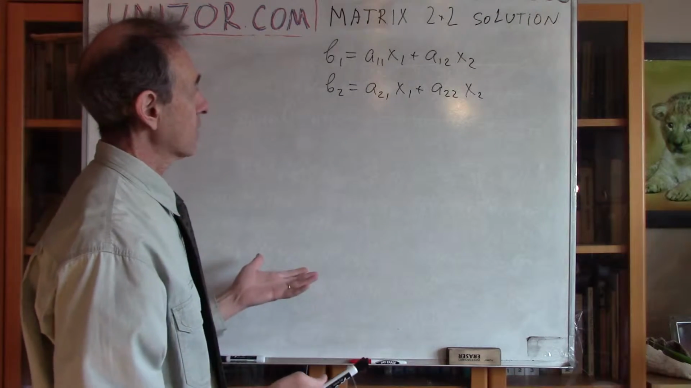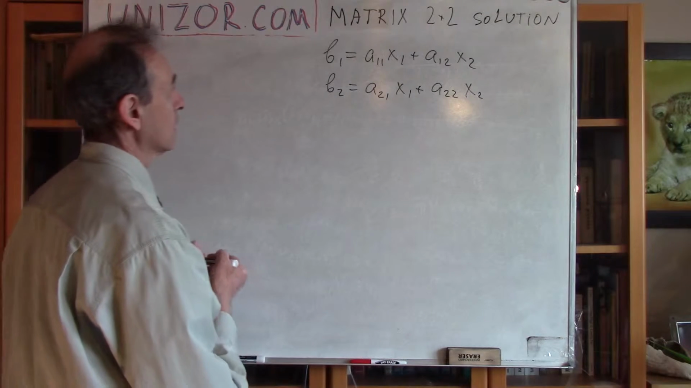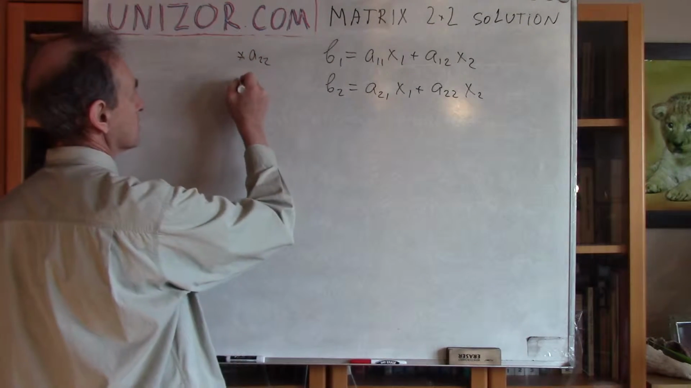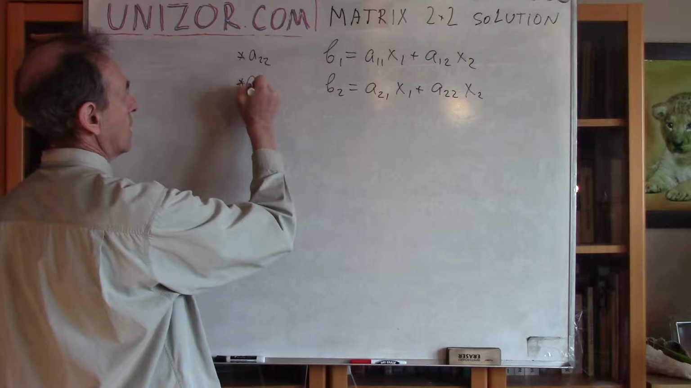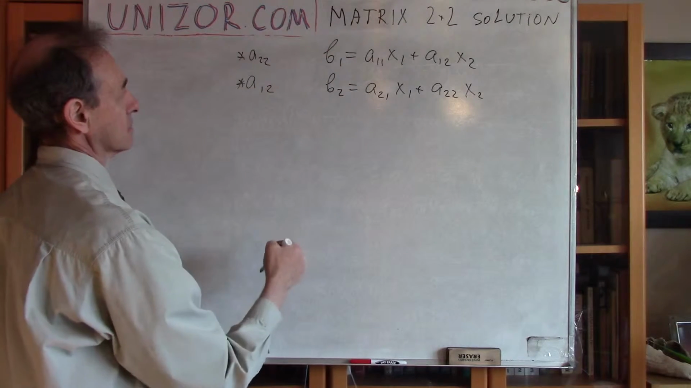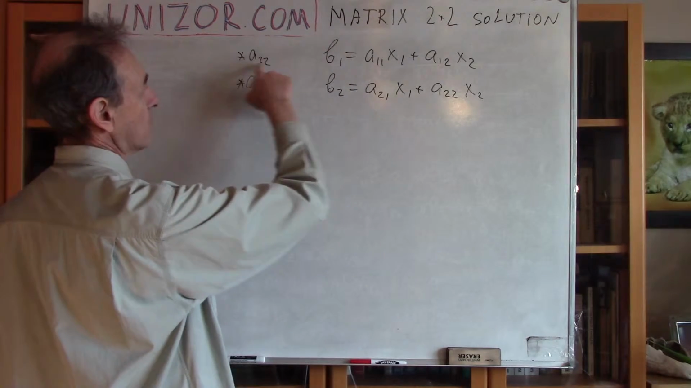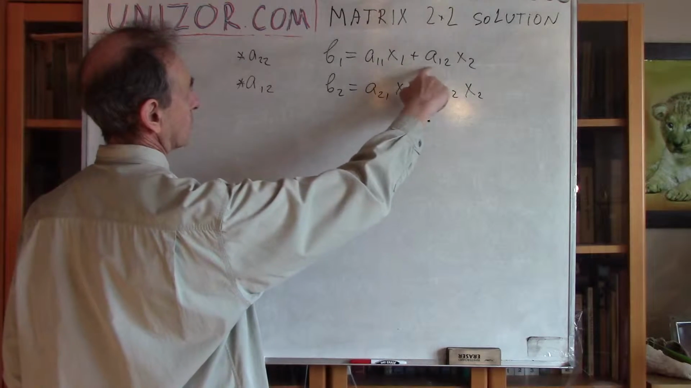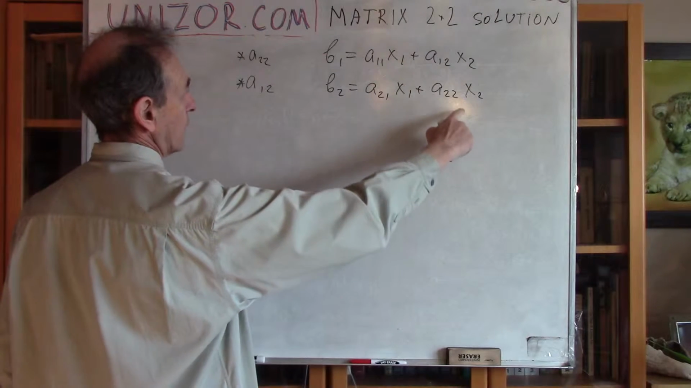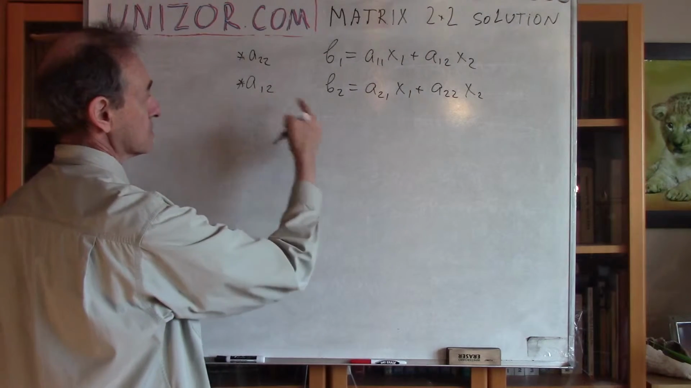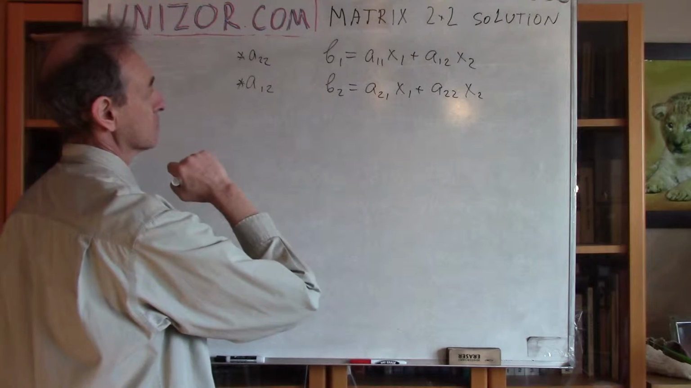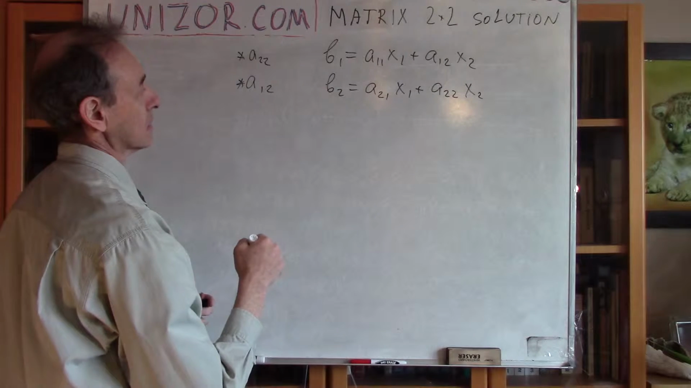And to get the value of x1, I'll just eliminate x2 by multiplying this by a22, this multiplied by a12, and I will subtract this from this. If I do this, my x2 will cancel out, right? a12 and a22 with x2, and here I will have a22 and a12, which is the same thing. So if I subtract the results of multiplication of each of these equations, I will eliminate x2.